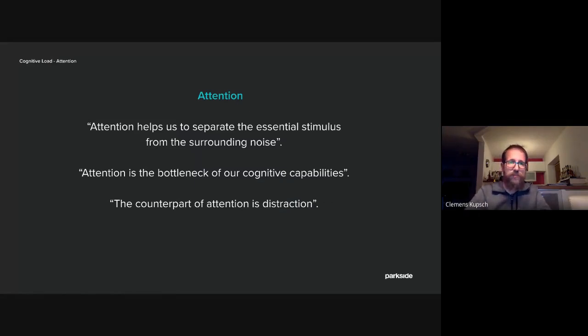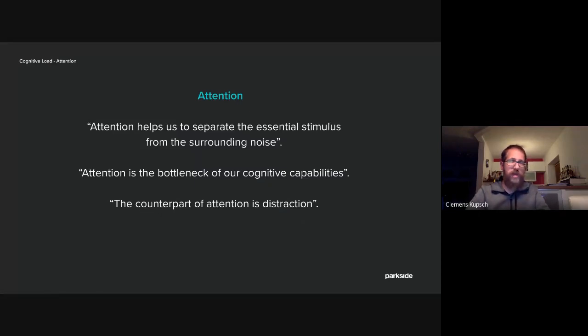Attention is also the bottleneck of our cognitive capabilities. So if we're not focusing attention on something, we cannot process it. It will not make it through to the parts of our brain that process information. And I already said it, the counterpart of attention is distraction. That's something we want to avoid if we're thinking UX terms, if we want to set up a website, an app.